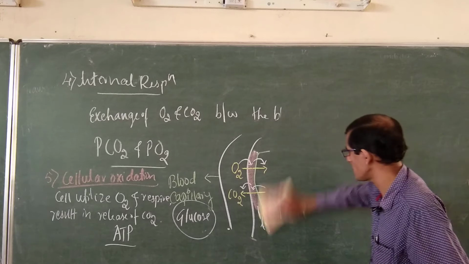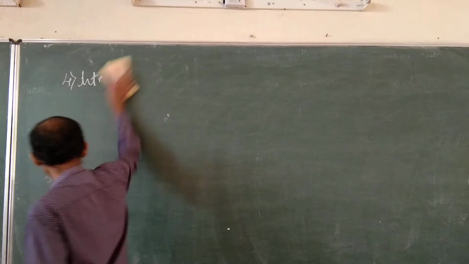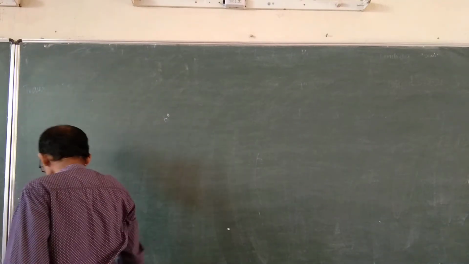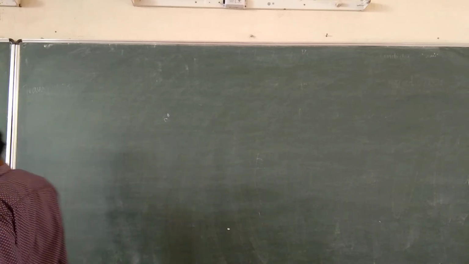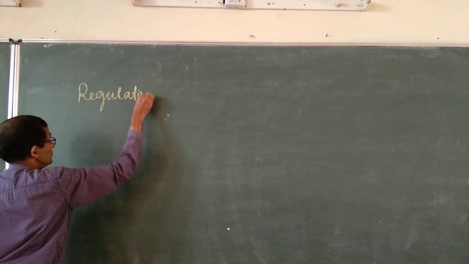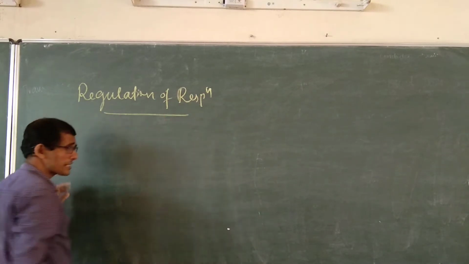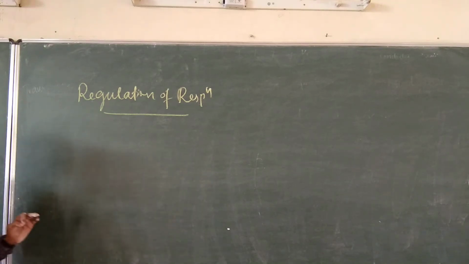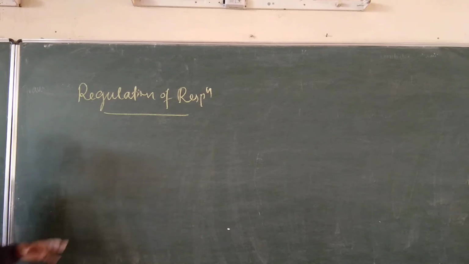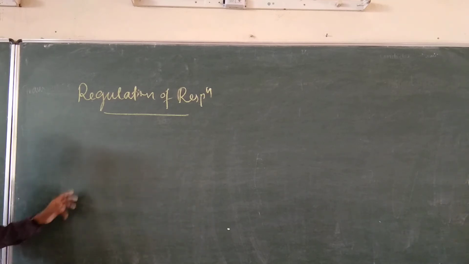So, diagram of respiratory system, that is important. And the last few points now in this chapter, that is mechanism of control of breathing or regulation of respiration. Regulation of respiration means the rate of respiration is, of course, an involuntary function, but some kind of regulatory mechanism is there in the respiration process in our body.